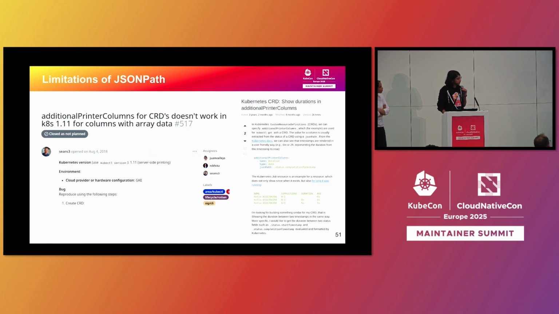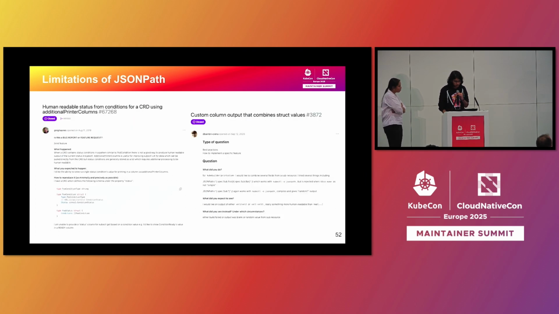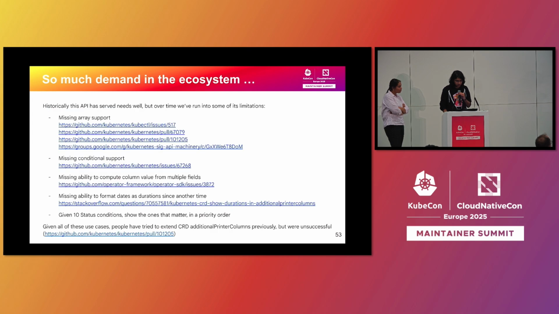There are a lot of issues which have been created in the past where this limitation was addressed, and people were discussing ways to extend JSON path. On the right hand side, somebody wants to use the timestamp field to calculate a duration, which we are not able to do with JSON path today. This is an entire list of all the issues we've come across where people want support for conditionals or for working with arrays and so on.